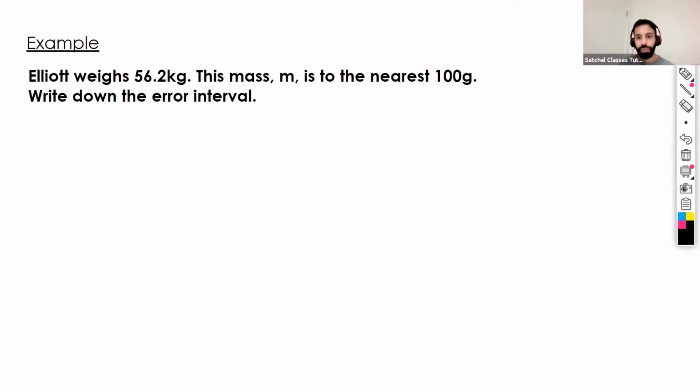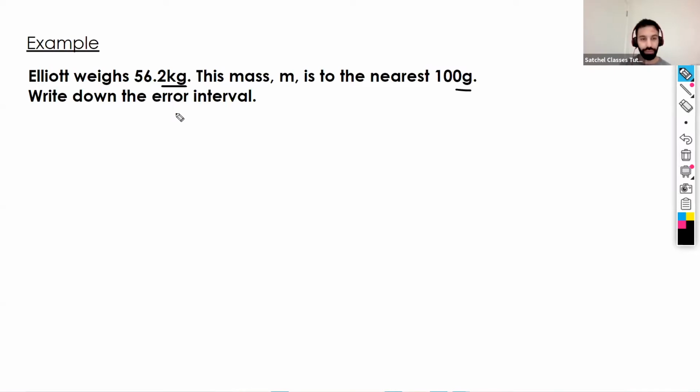So this one's a little bit tricky because we're dealing with different units. So it says Elliot weighs 56.2 kilograms. The mass M is to the nearest 100 gram. Write down the error interval. So once again, we need to work out the bounds here. Now notice we have a slight problem, and that's because we are working in kg and grams. So what we need to do is convert either the kilograms to grams or the grams to kilograms. Now I would rather convert the kilograms into grams, but you could do it the other way around.